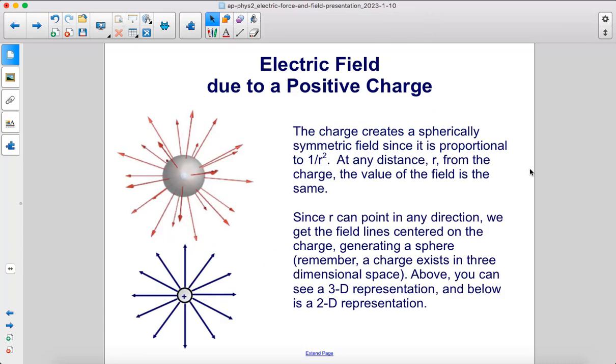The charge creates a spherically symmetric field since it is proportional to 1 over r squared. At any distance r from the charge, the value of the field is the same. Since r can point in any direction, we get the field lines centered on the charge, generating a sphere. Remember, a charge exists in 3-dimensional space. Above, you can see a 3D representation, and below is a 2D representation.